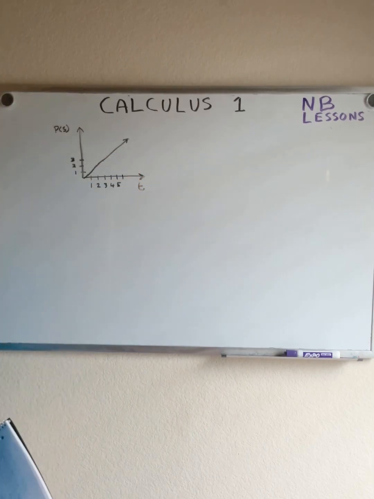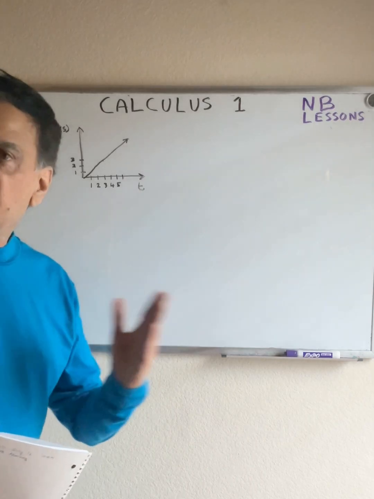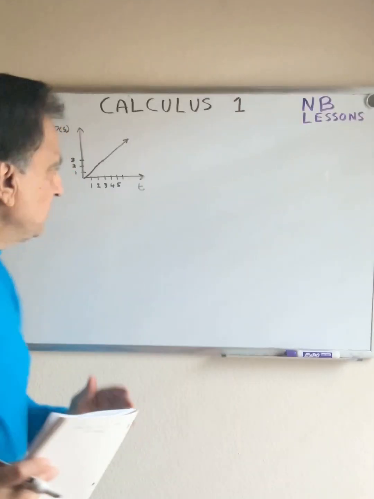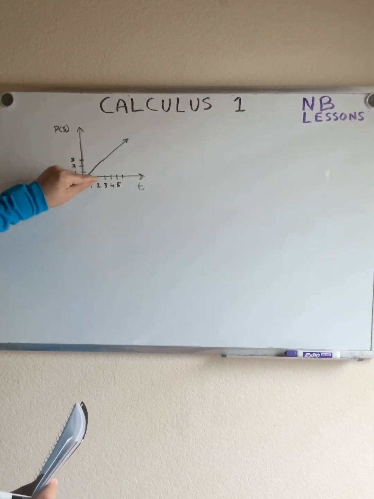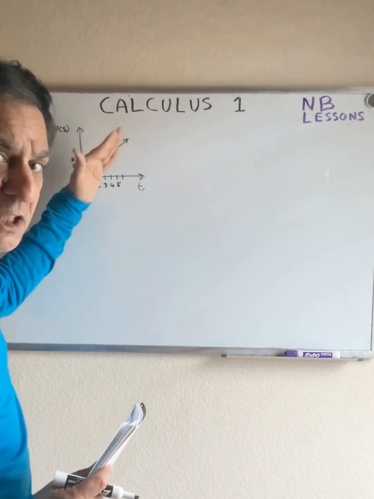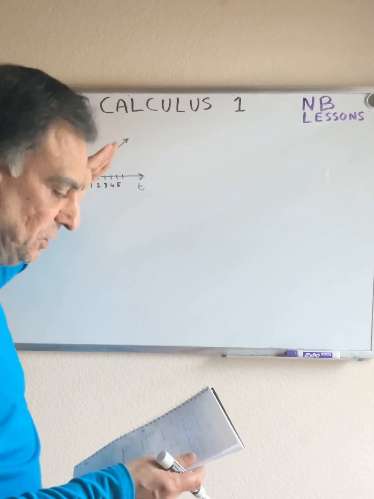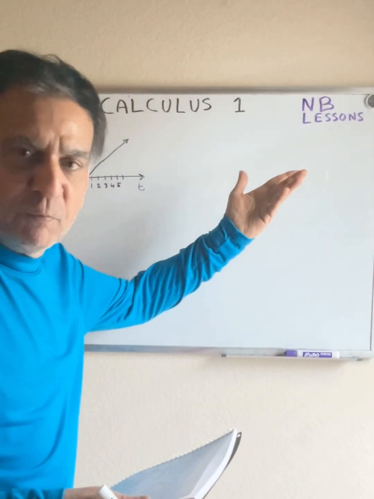Now let me ask you this. Do you see any rate of change in position? No, I don't see rate of change. It's constant because at 1 second, it's 1 foot, 2 seconds, 2 feet, 3 seconds, 3 feet. So there is no change. There is no change in the rate of change from the perspective of position.